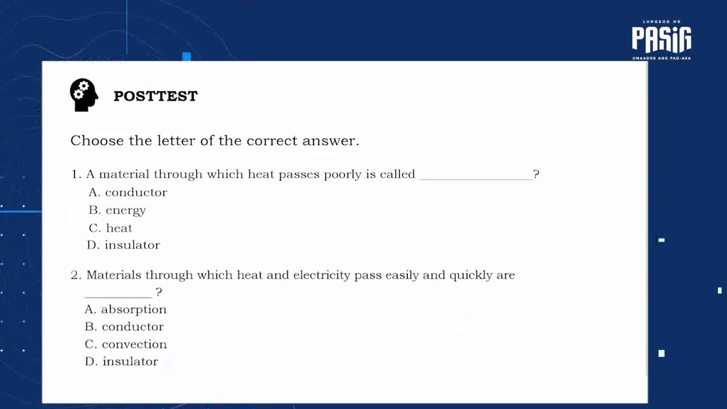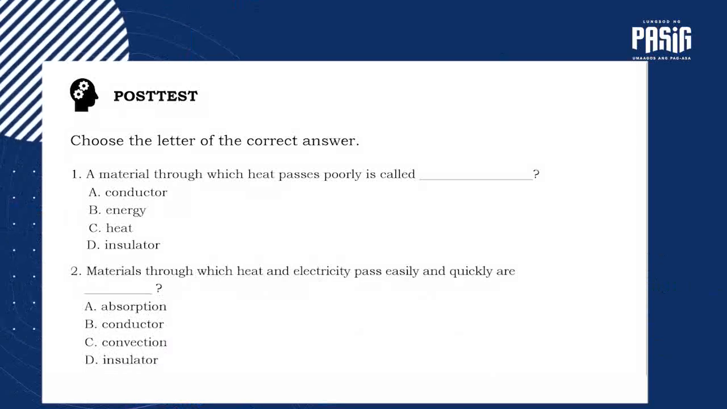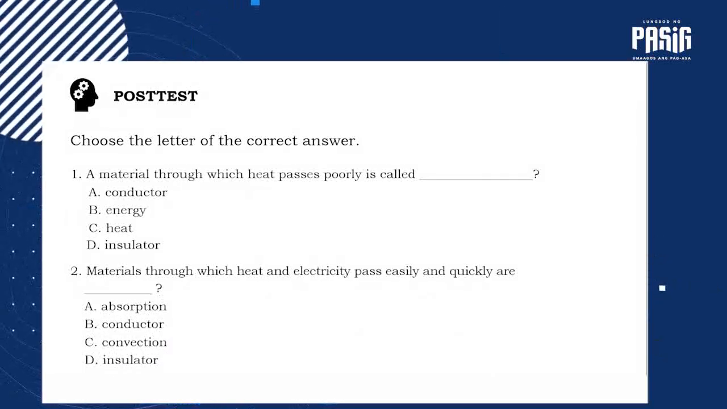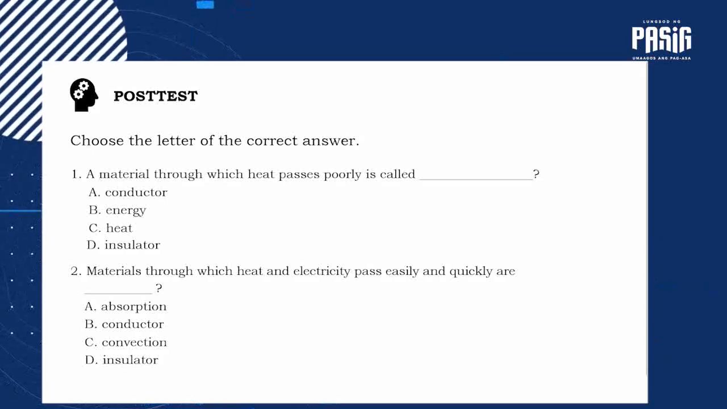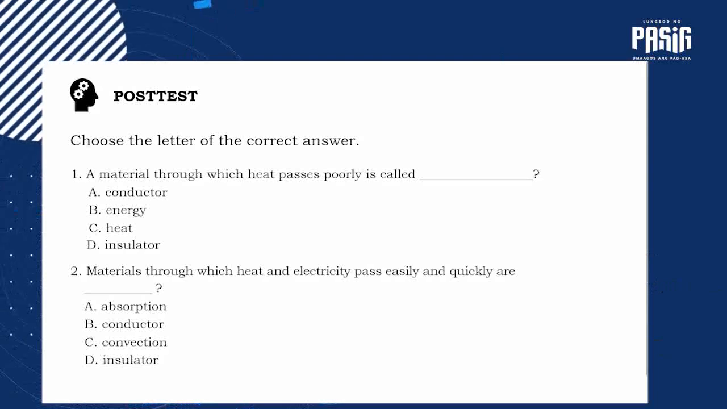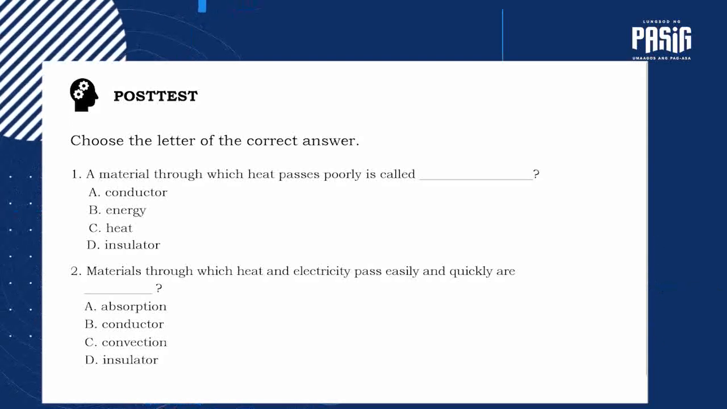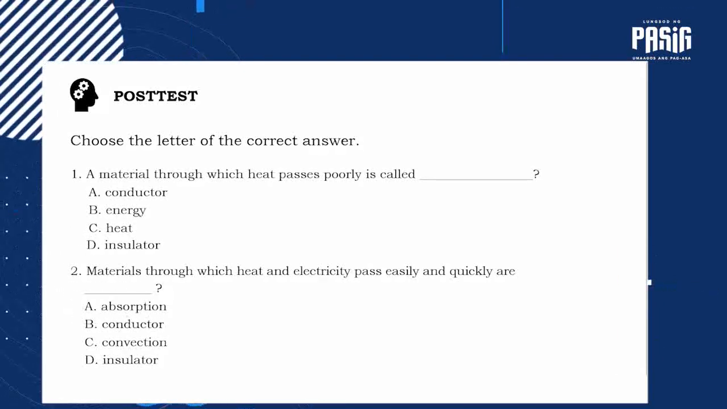Insulator. Number 2. Materials through which heat and electricity pass easily and quickly are blank. A. Absorption. B. Conductor. C. Convection. And letter D. Insulator. Answer? Very good. Letter B. Conductor.